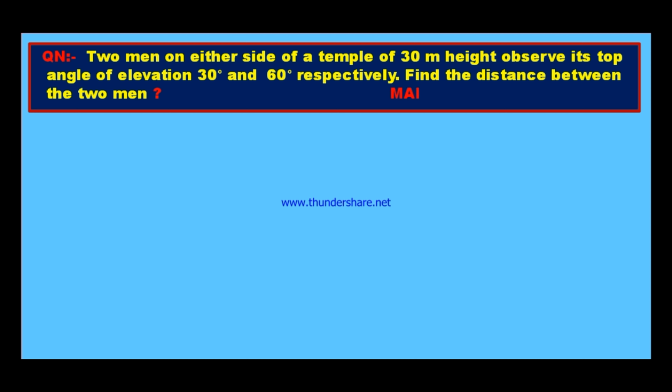I shall repeat the question. Two men on either side of a temple of 30 meters height observe the top of the temple at an angle of elevation 30 degrees and 60 degrees respectively. Find the distance between the two men. This question appeared in March 2015, March 2016 and June 2016.